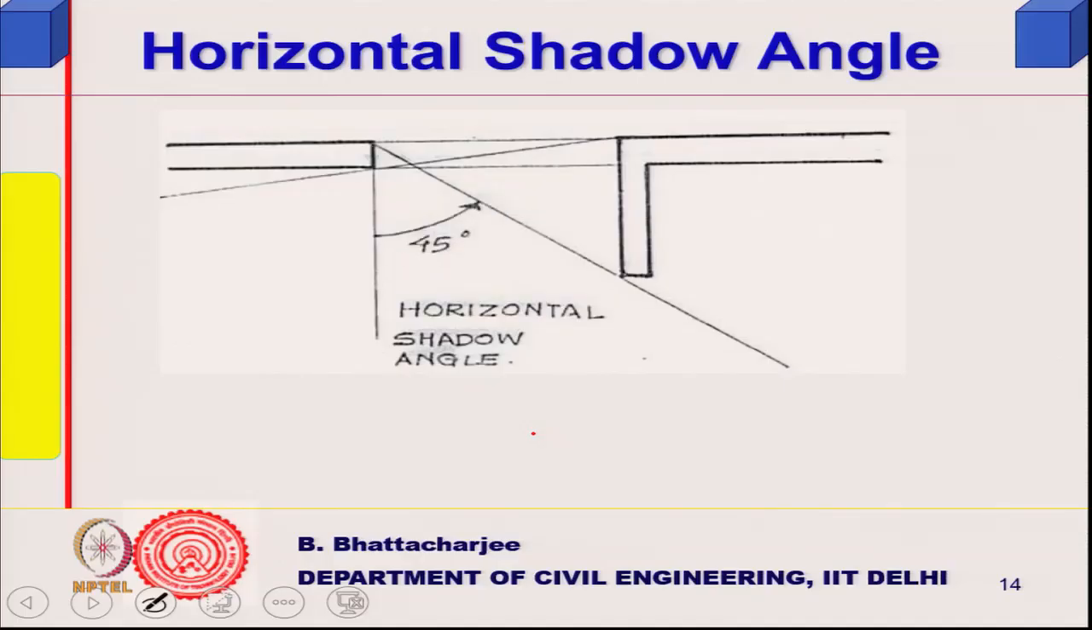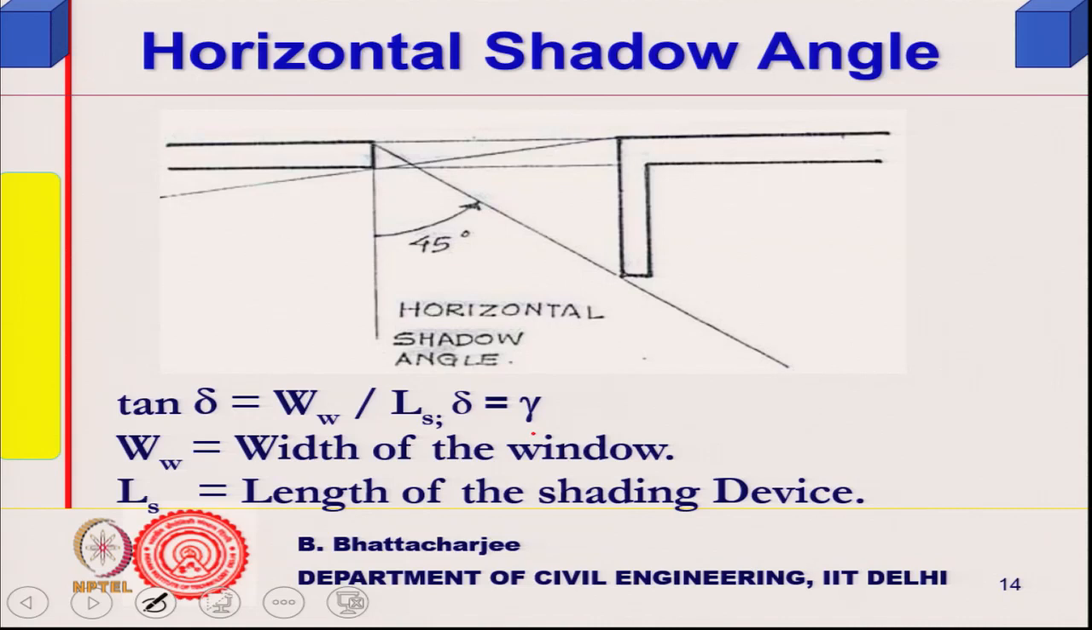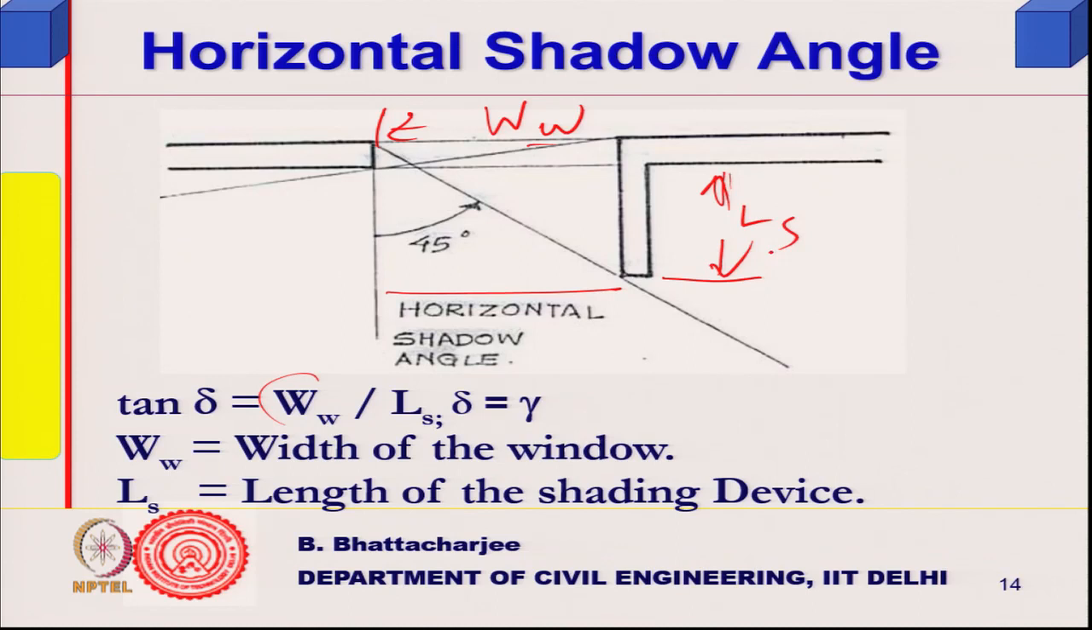So, horizontal shadow angle is nothing but wall solar azimuth, and you can always write it, if this is the length Ls, and this is the window width, earlier it was window height, now it is W, the width of the window. So, W divided by Ls is nothing but tan delta, which is equal to gamma. Delta is the horizontal shadow angle. So, horizontal shadow angle is given by this.